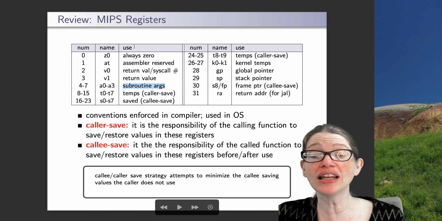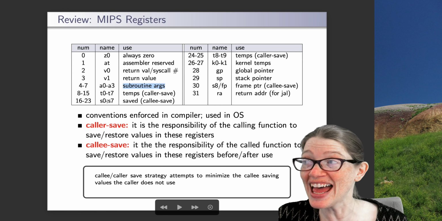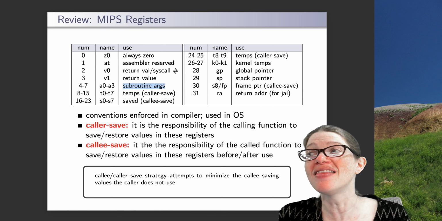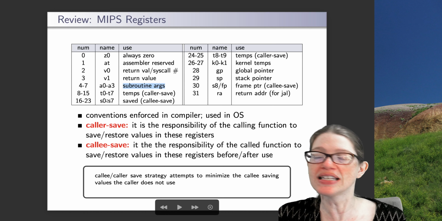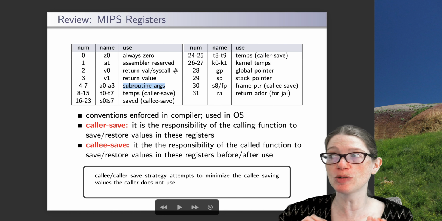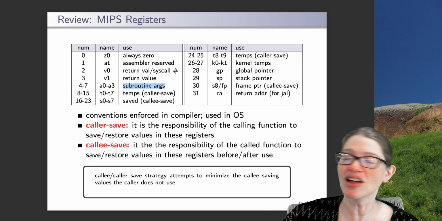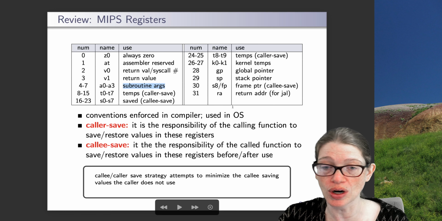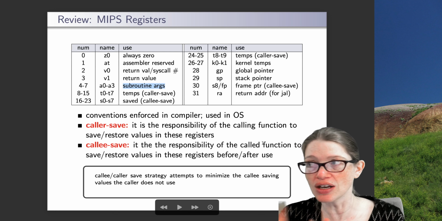And then the callee save registers, the S registers: before the called function may use them, it is responsible for saving them. So we have this convention to indicate who is responsible for saving and restoring what prior to use. That way, the calling function can use the T registers freely without saving or restoring, and the called function can use the other ones.